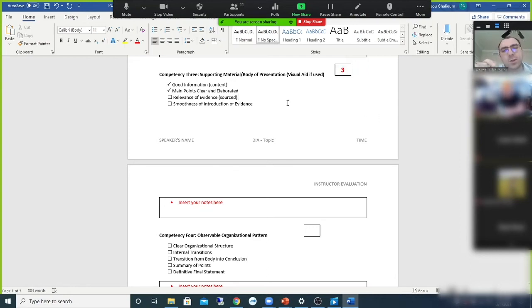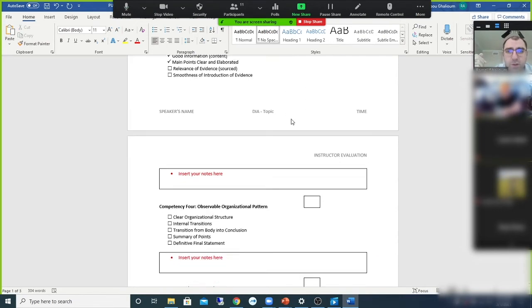Now, what you're also going to notice, and this is one of the things about this rubric, is that competency 3, for example, only has 4 criteria. But I gave myself a 3 despite having 2 check marks. That's because by default, if you give your speech, you have 1 point. So these check marks just build on that 1 point. All right. Again, it's just one of the quirks of this rubric.